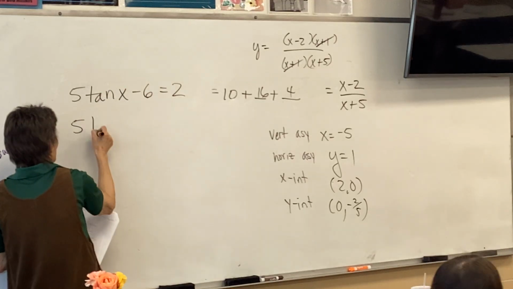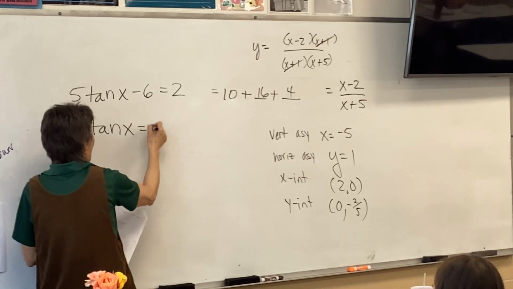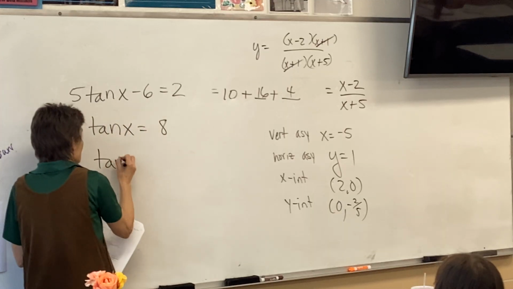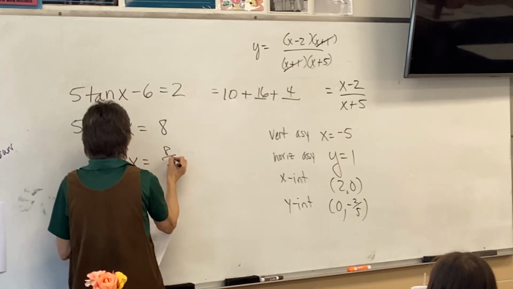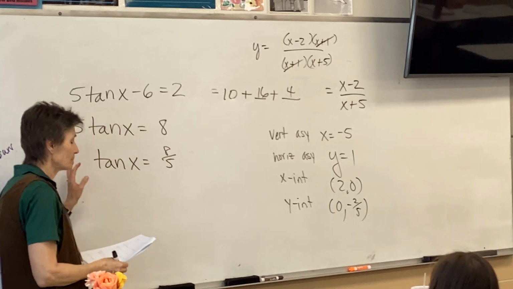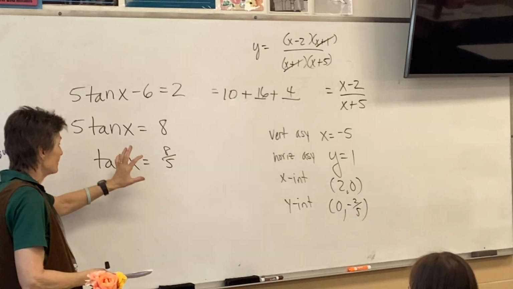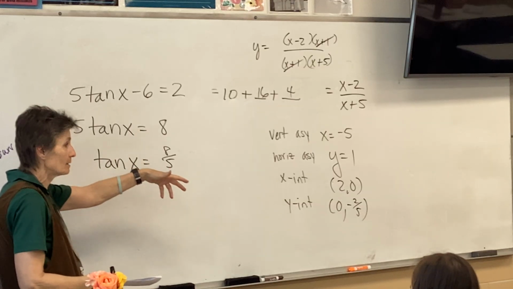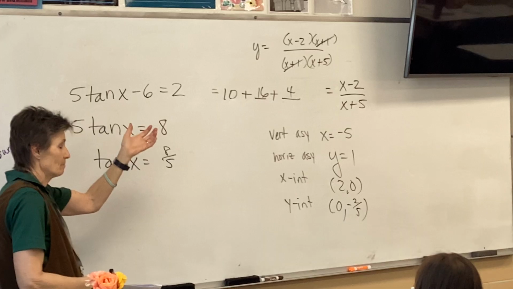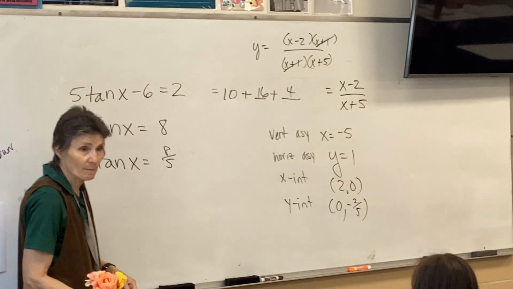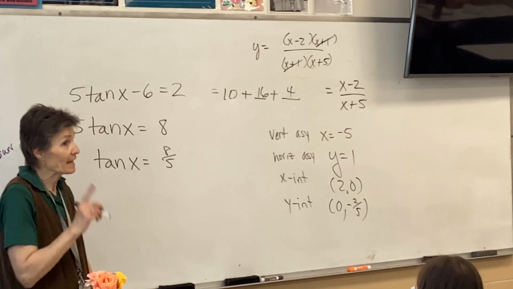So now we're going to go ahead and solve. So we're going to add the 6 to the other side and divide by 5. So now we have the equation that says the tangent of something is 8/5. And our job is to find the something. All right, anybody remember how to do this? It's a calculator problem.